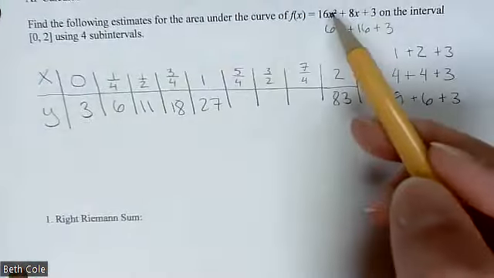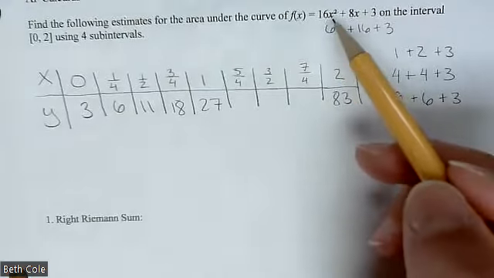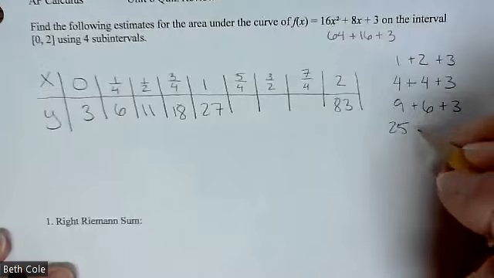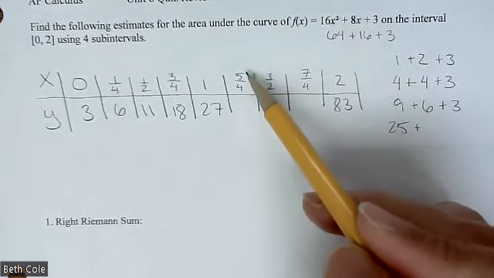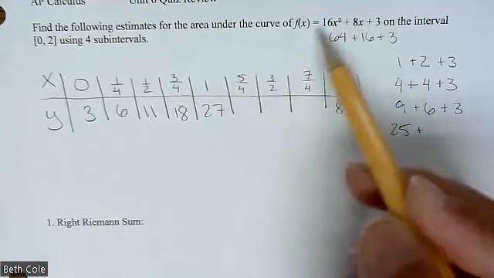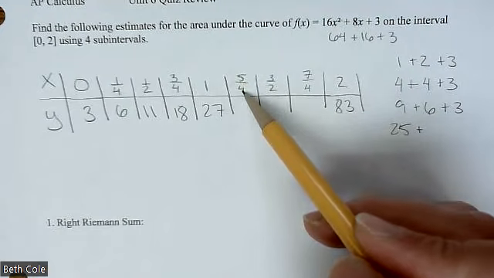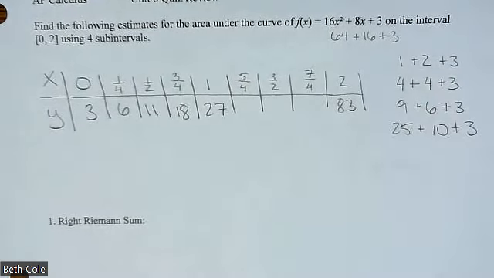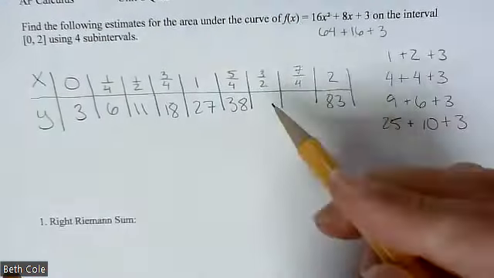All right, 5/4. 5/4 squared would be 25/16. But what happens? Good, it would just be 25. The 16ths cancel. Plus, all right, 5/4 times 8. 8 times 5 is 40. Very good. Divided by 4 is 10. And then plus 3. So 38. We're almost there.